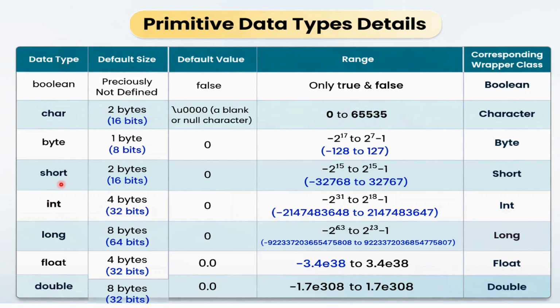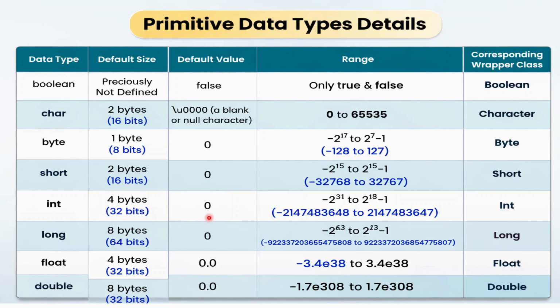Next data type is short. Its default size is 2 bytes, meaning 16 bits. Its default value is again 0, and it ranges between minus 2 raised to power 15 to positive 2 raised to power 15 minus 1, whose corresponding wrapper class is Short. So we have the next data type called int, whose default size is 4 bytes, meaning 32 bits.